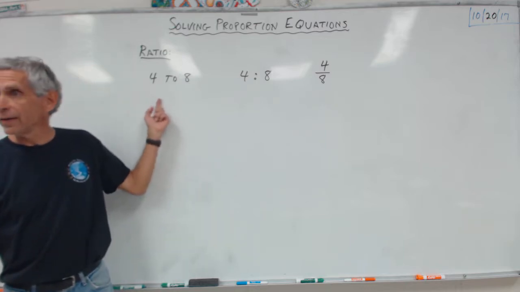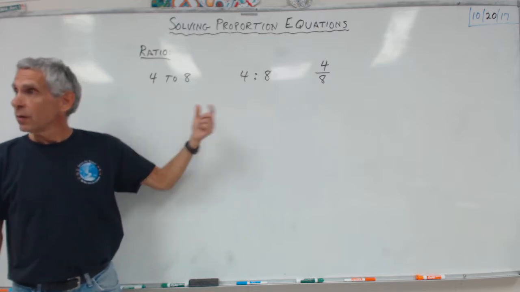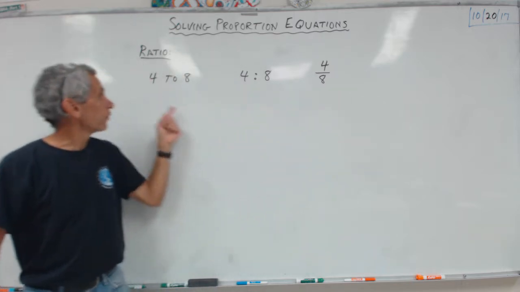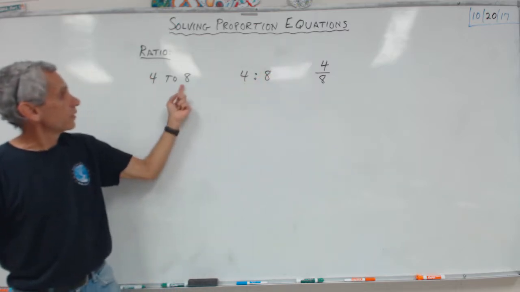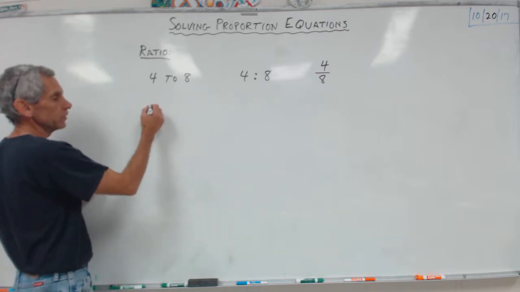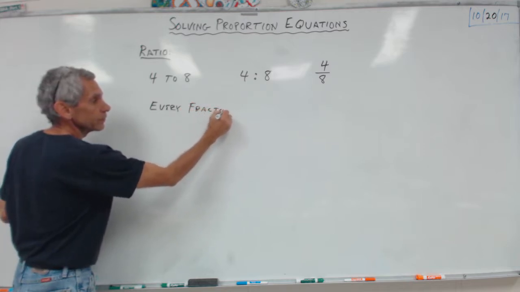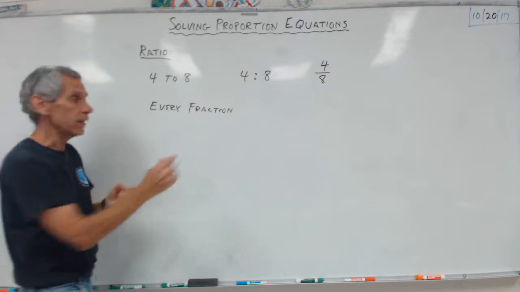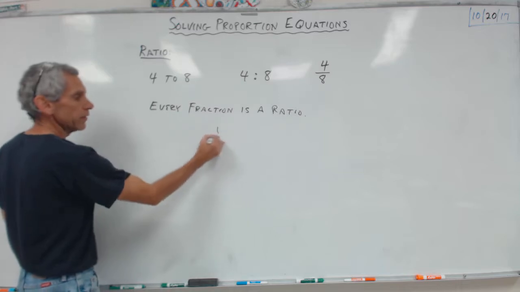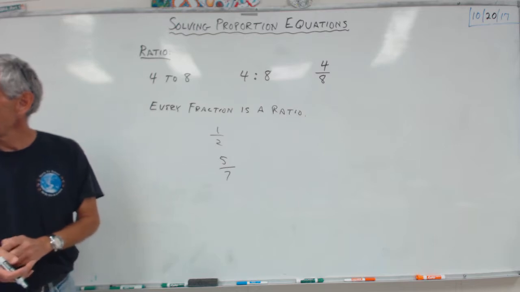So with ratios, you can write it in 3 different ways, okay? And you will see it in all these different methods. When you start to use it for math, always move it to this. The first number you see goes upstairs. The second number you see goes downstairs, okay? Every fraction not only is a division problem, but it is also a ratio. Every fraction is a ratio. 1 to 2, 5 to 7. Those are ratios, right? So a fraction is a ratio.